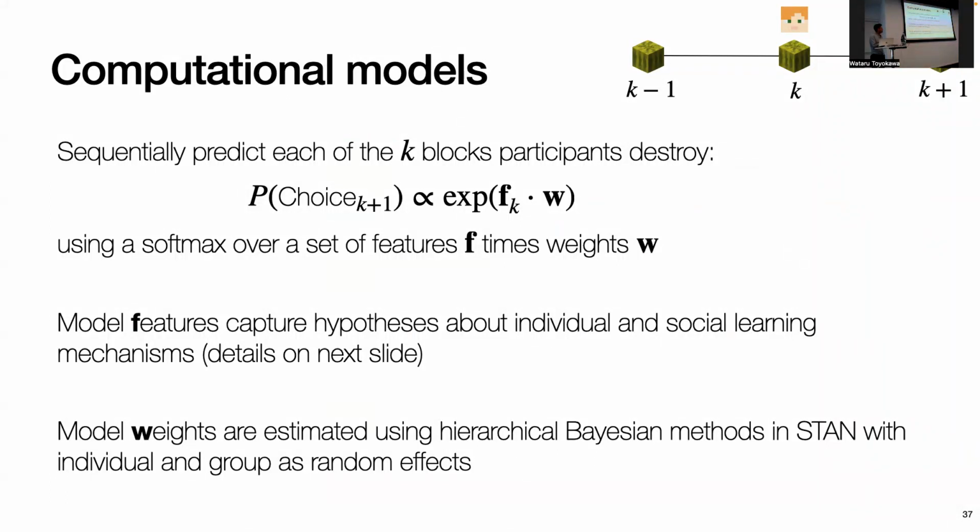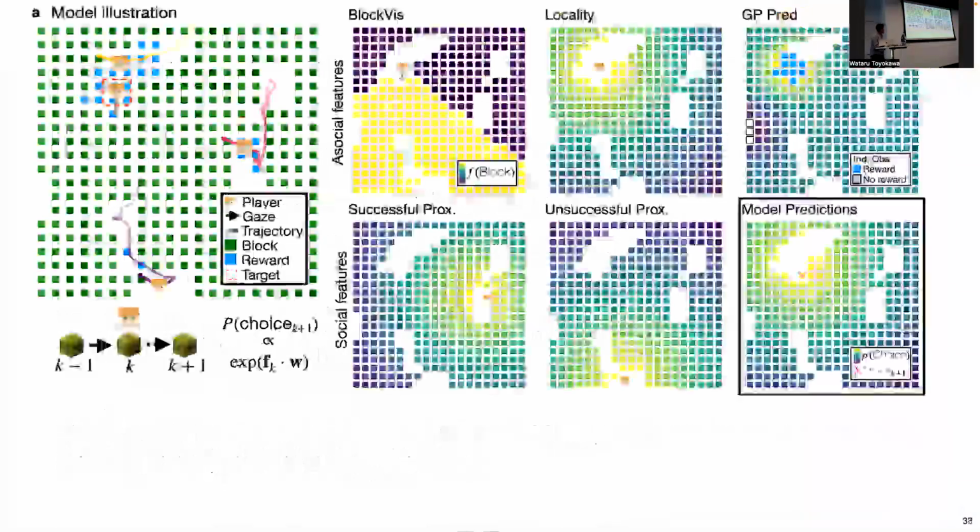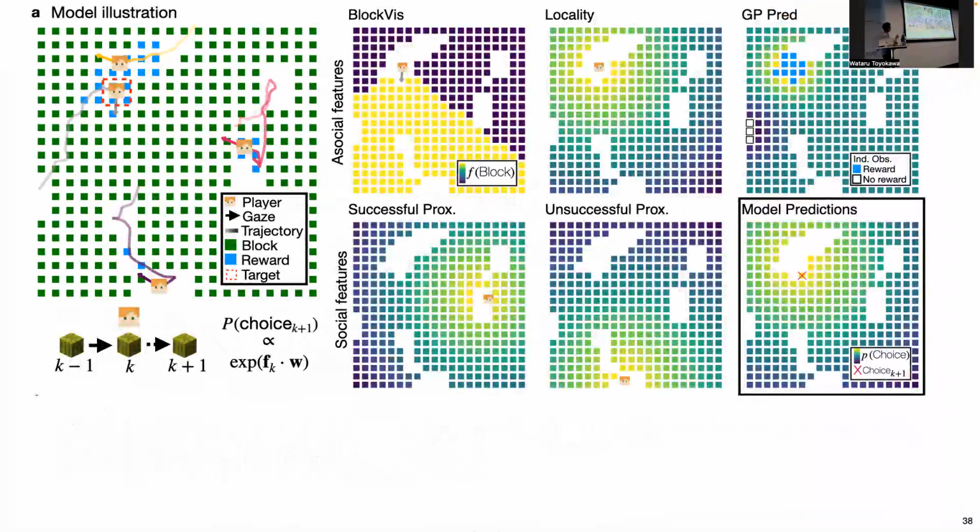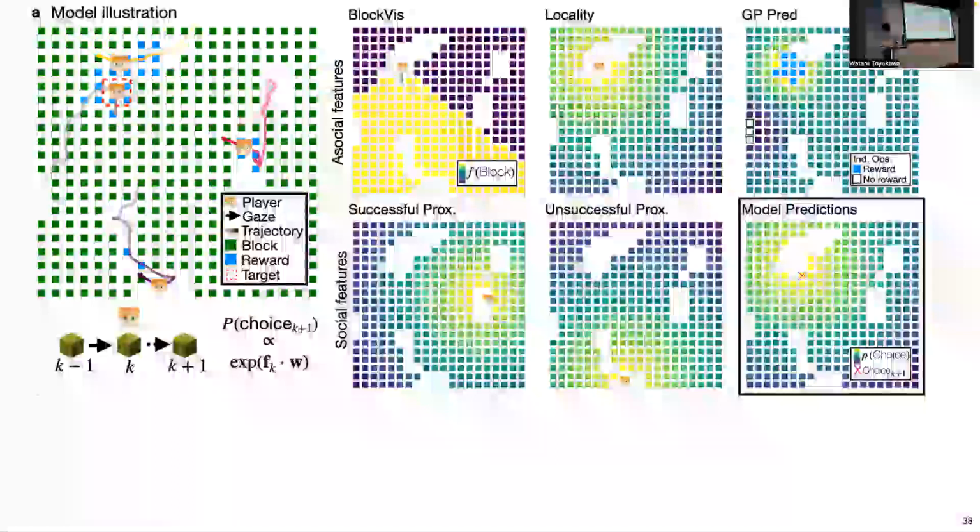What these features are doing is capturing hypotheses about individual and social learning mechanisms, and I'll explain them on the next slide. And these weights, which we estimate using hierarchical Bayesian methods, and Lei will talk more about this on Friday, capture the influence of these different mechanisms, accounting for random differences across individuals and groups. Okay, so each block has some features, and we're trying to learn the weights to figure out the contributions of these features. Here's an illustration of the model. At some time point, we're focusing on this target agent here.